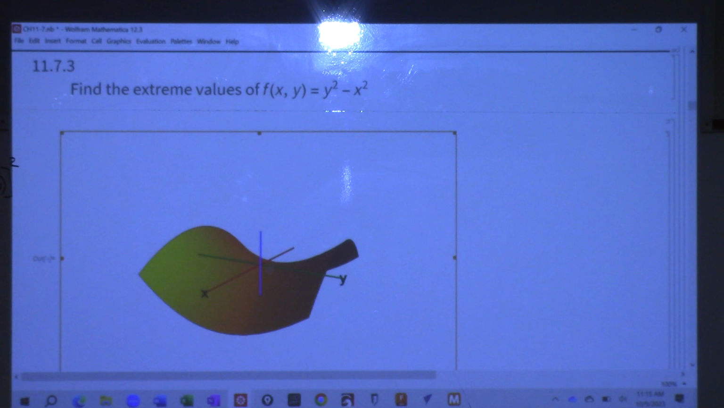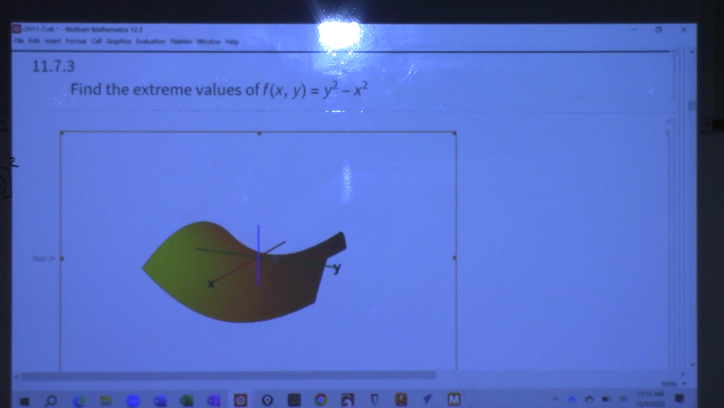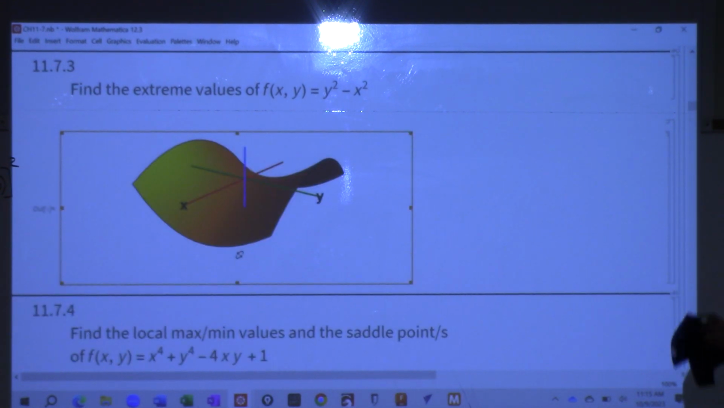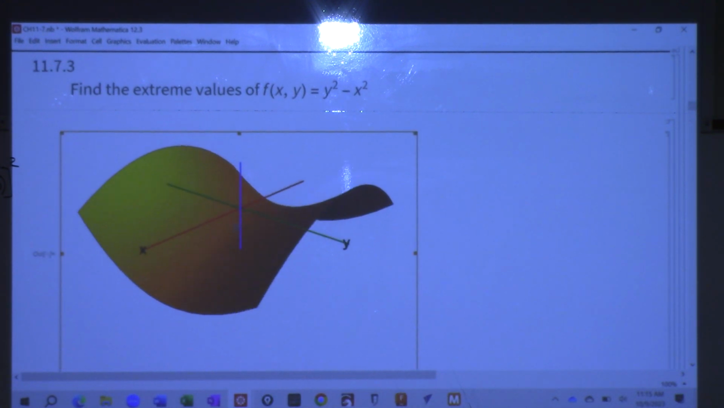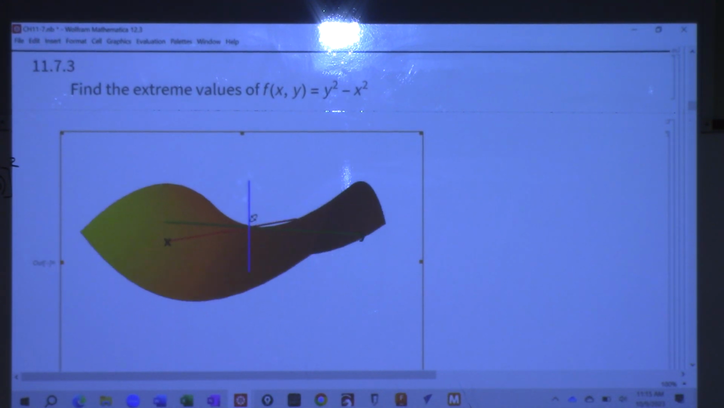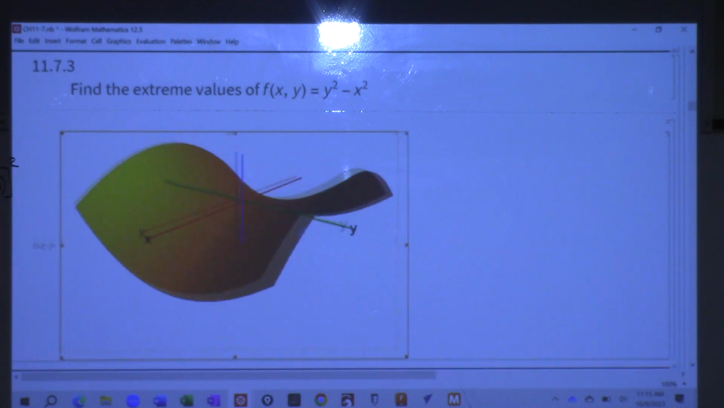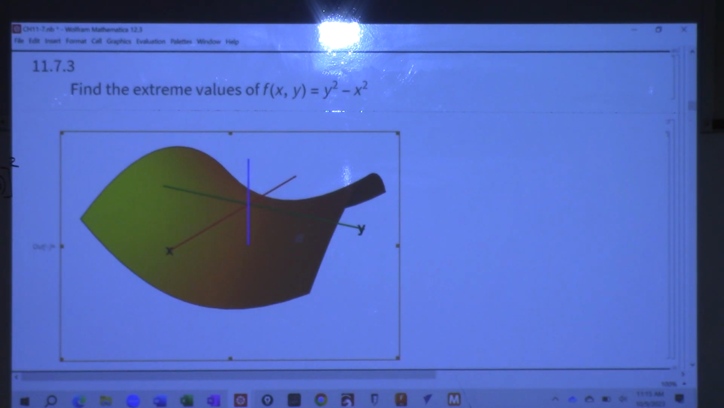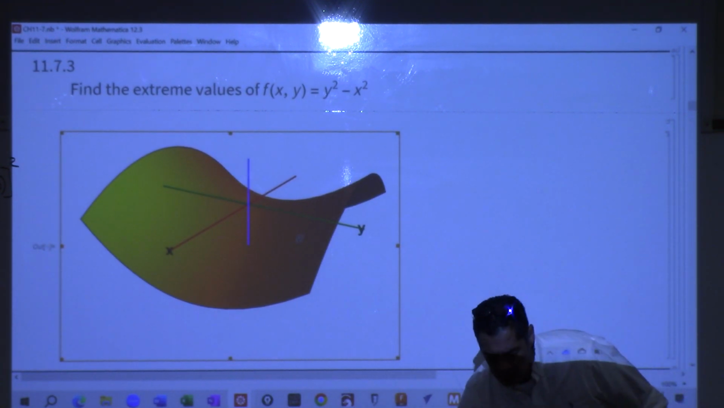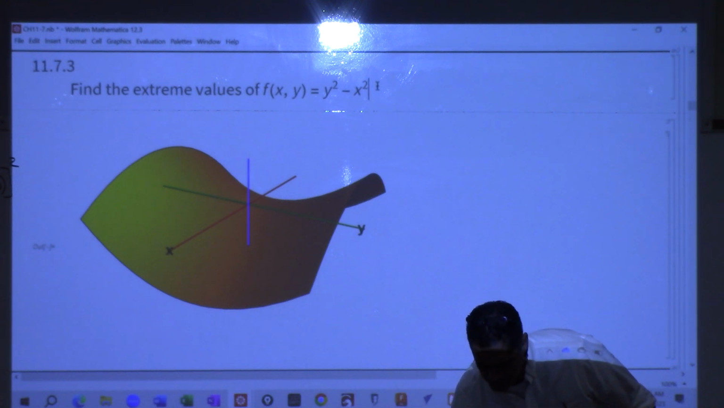And we want to see, there's no restriction on the domain here. So you have to imagine that surface continues in every direction, all right? I want to see if there are any local maxes or local mins. What does it look like to you? Does it look like there's going to be any hilltops or valleys? You think so? Well, there's only one way to find out. Let's calculate d.